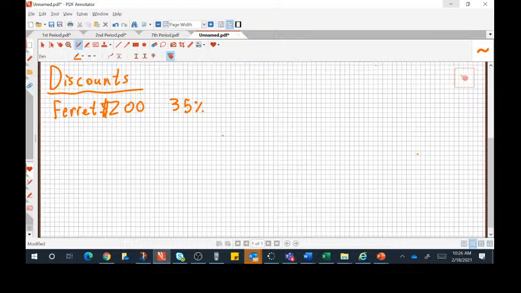Okay, a ferret's normally $200, but it's 35% off. So, how much are you going to have to pay to take home a weasel? Let's see here. Ashley, how much are you going to have to pay to take home a weasel?